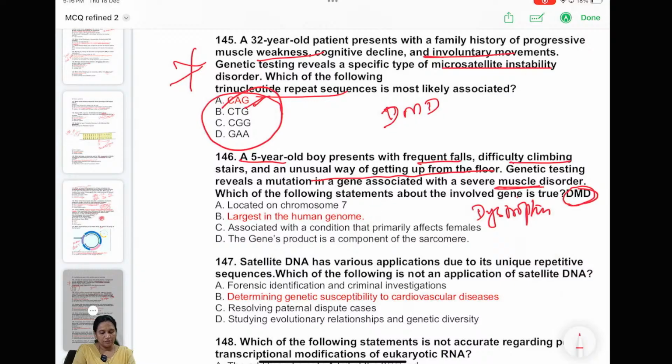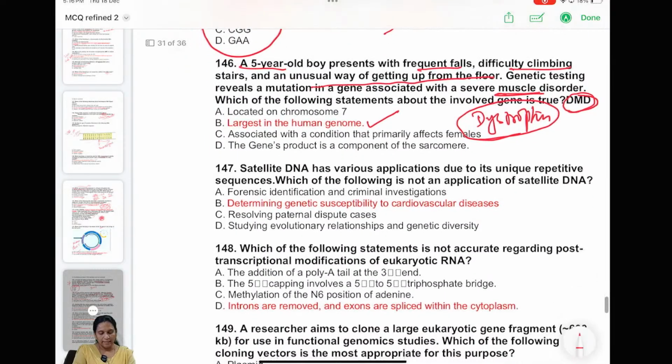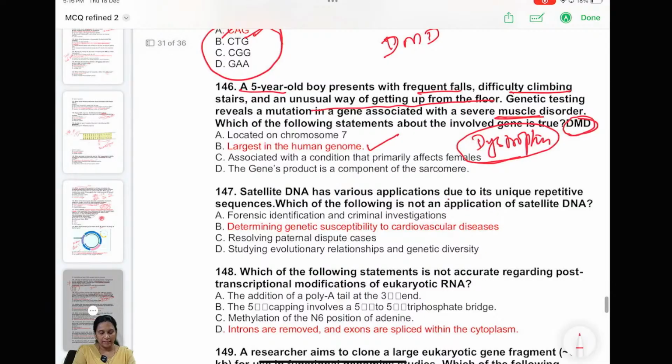Which is true, what is the largest in the human genome? Dystrophin gene is largest in the human genome. Okay? Satellite DNA has various applications due to its unique repetitive sequence. Which of the following is not an application of satellite DNA? Using the repetitive sequence of satellite DNA to check the DNA, its uses are criminal investigation, forensic identification, paternity dispute, genetic diversity. But not cardiovascular susceptibility or disease susceptibility, it cannot detect those.